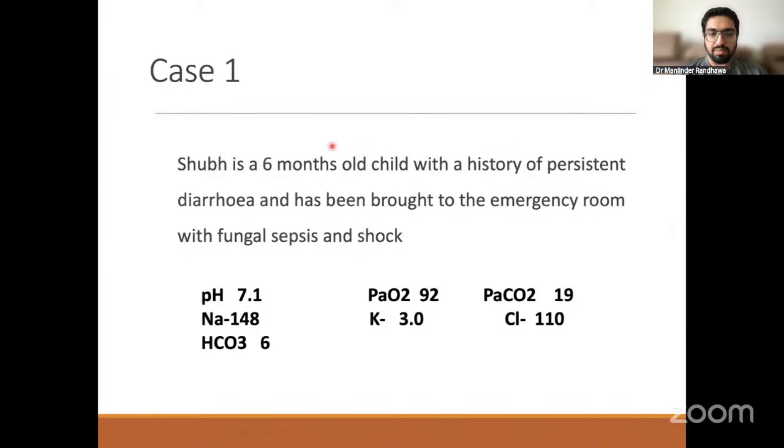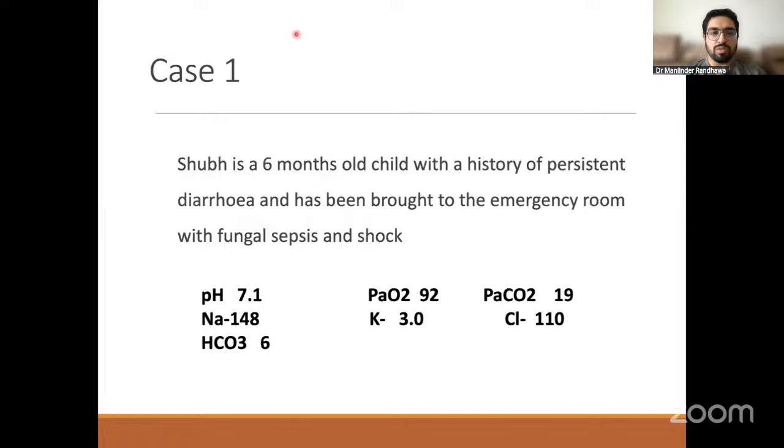This is the blood gas. The pH is 7.1. The PO2 is 92. CO2 is 19. Sodium 148, potassium 3, chloride 110, and the bicarb is 6. So when you're evaluating this blood gas, let's see what you have.